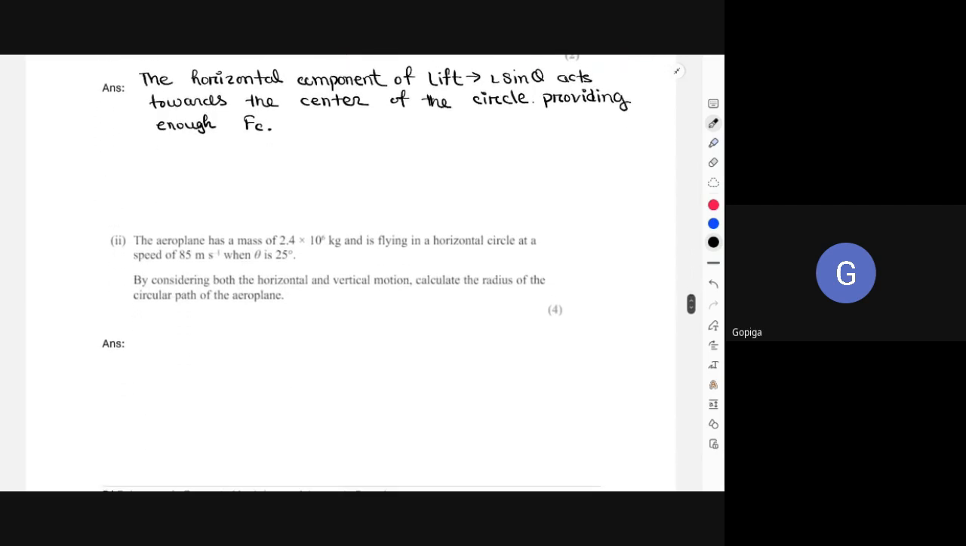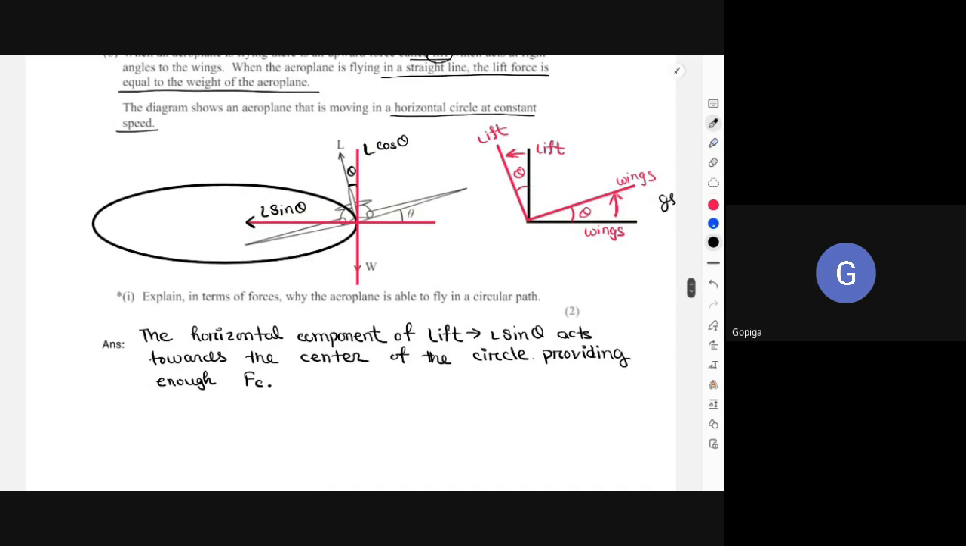It says that the aeroplane now has a mass of this much and is flying on a horizontal circle with speed this much and theta is this. By considering both the horizontal and vertical motion, calculate the radius. In order to find the radius, if you go back to your diagram, if this is the center, then this is your radius. We need to find out that radius.